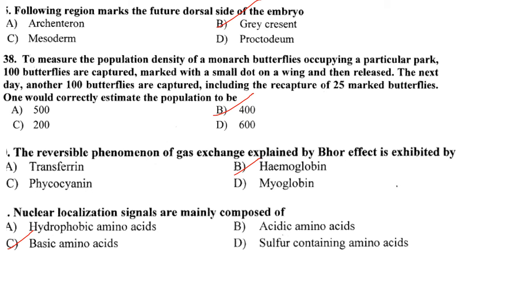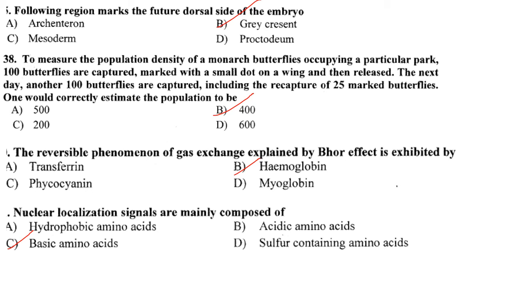So that will be 400, because out of a total number of x butterflies, 100 were captured. So 100 divided by x will be equal to 25 recaptured out of 100. So 25 by 100. Now calculate for x. x into 25 is equal to 100 into 100. So 25 into 4 will be 100. So it will be 400. Answer will be option B, that is 400.